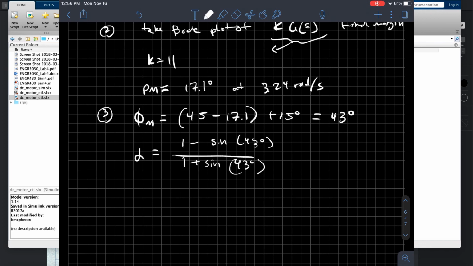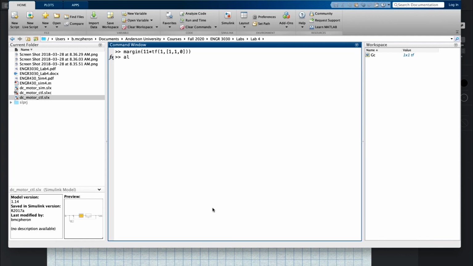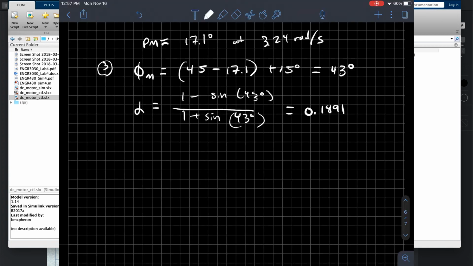I'll show you how to do that in MATLAB. So alpha is equal to 1 minus the sind of 43, I'm going to enclose that in parentheses. And then I'm going to divide this by 1 plus the sind of 43. Again, enclose this in parentheses. So I get alpha is equal to 0.1891. Step 4 is to figure out what tau should be.